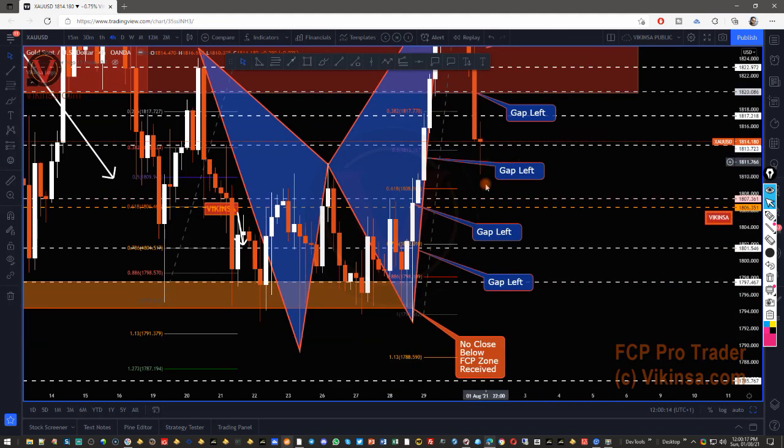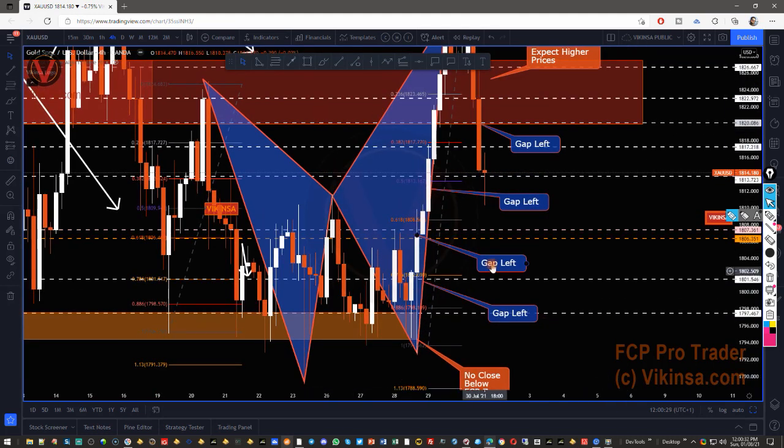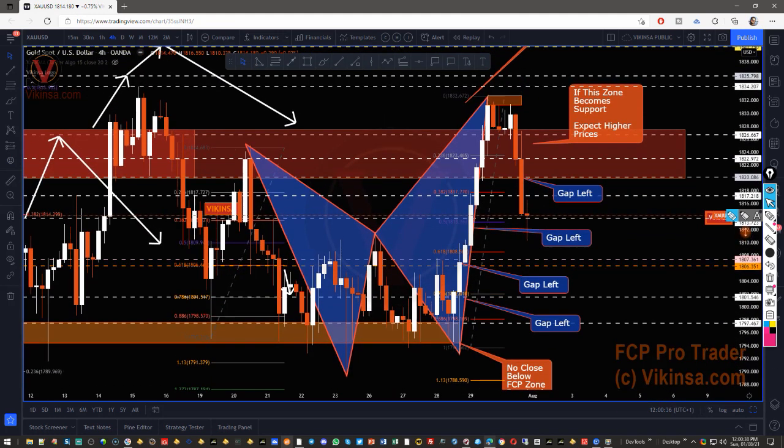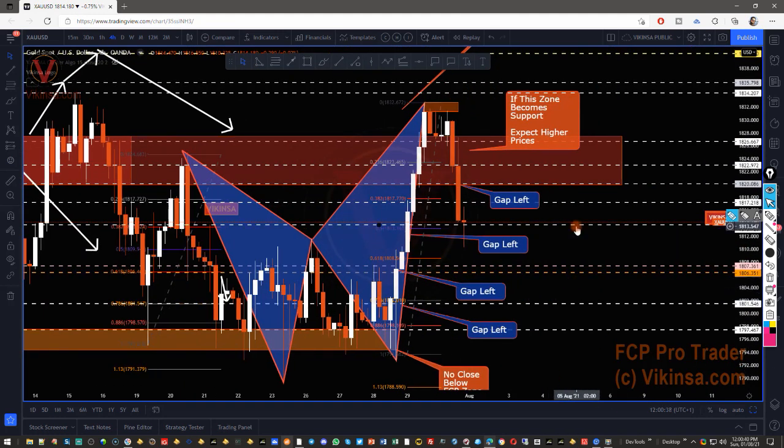If the market starts to fall down, then you are looking for the 1806 area where the gap is left, and then we have another gap left around this 1800 level as well. We are still in consolidation, so you can expect this up and down movement for some time unless we see a clear breakout either to the upside or to the downside. So this is what we have on here.